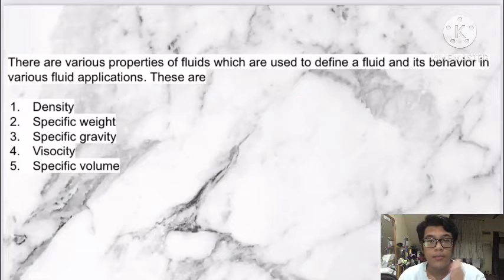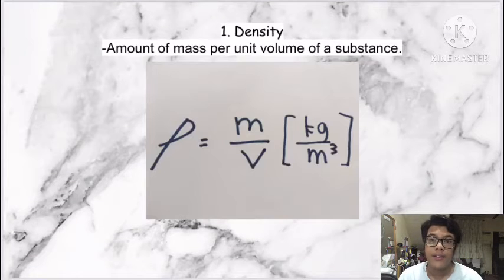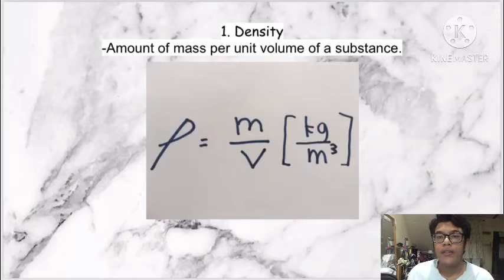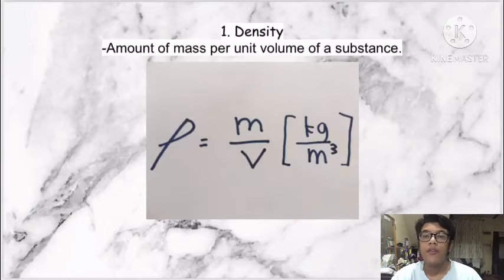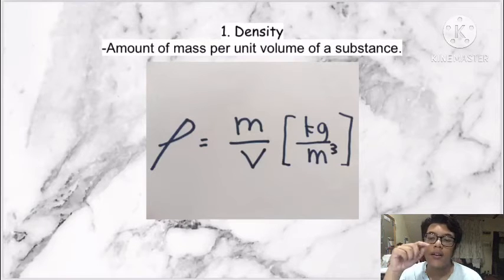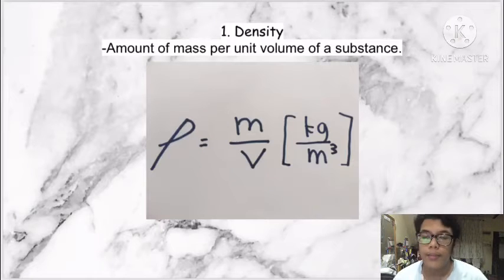Okay, let's move on first to the density. The definition of density is the amount of mass per unit volume of a substance. Regarding the formula, rho is equal to m over v, mass over volume, and the unit is kilogram over meter cube.